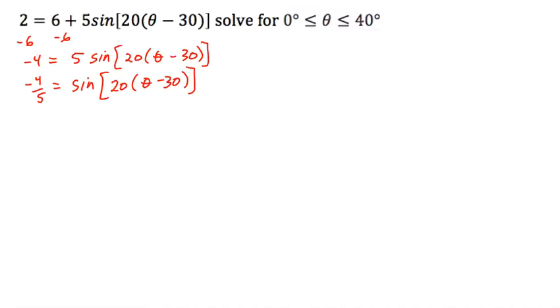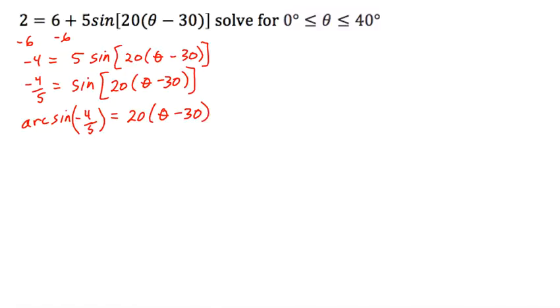The operation that undoes sine is arc sine. So we take the arc sine of both sides. Arc sine of negative 4/5. Take the arc sine of the right hand side and we're left with the stuff inside, and we get 20 theta minus 30.